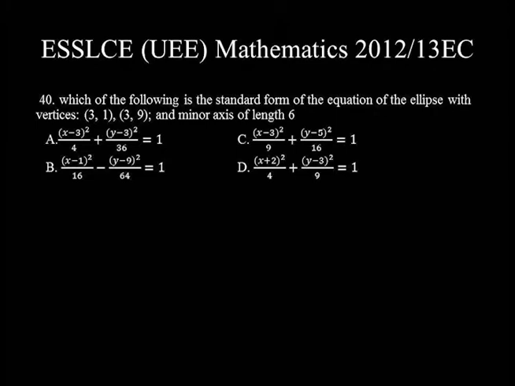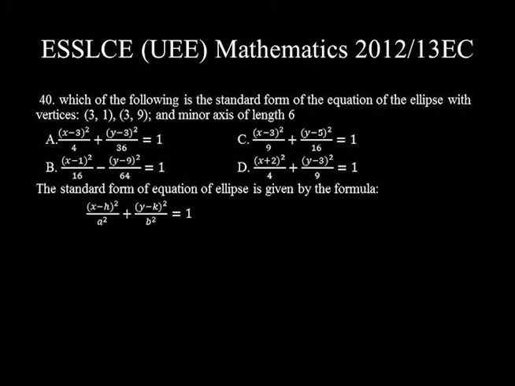length 6? The standard form of equation of ellipse is given by the formula (x minus h) the whole square divided by a square plus (y minus k) the whole square divided by b square is equal to 1. The center of ellipse, that's halfway between the two vertices, is (3 plus 3 divided by 2, 1 plus 9 divided by 2), which is equal to 3 plus 3 is 6 divided by 2 is 3, 1 plus 9 is 10 divided by 2 is 5.